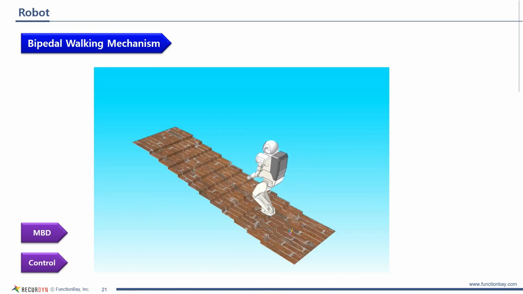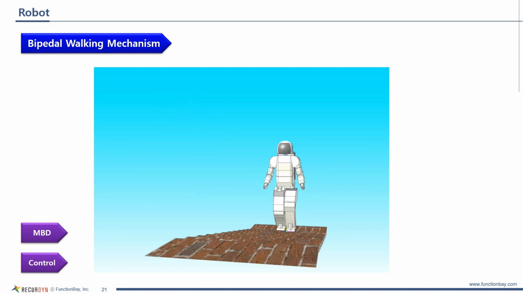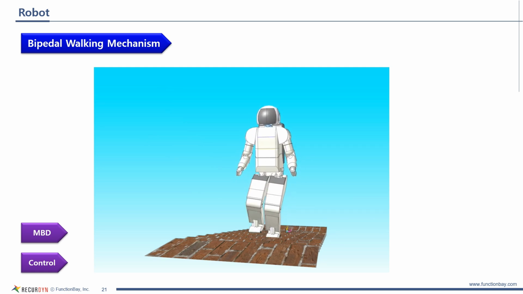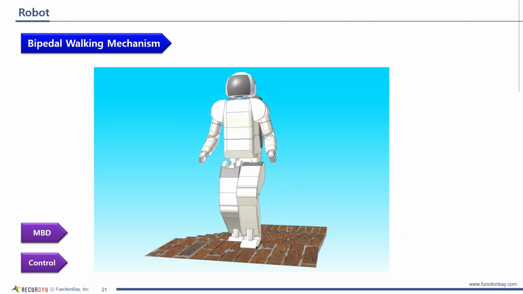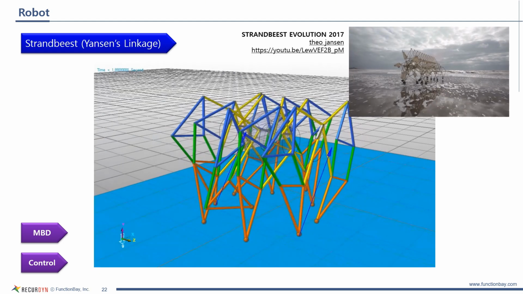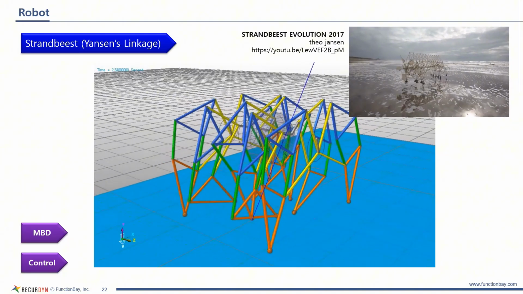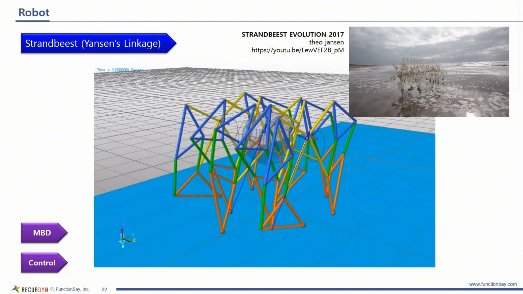This video is about a bipedal walking robot that requires more complex control than a quadrupedal walking system. In this case, dynamic analysis can also be applied to perform a detailed assessment. Let's look at a slightly more complex mechanism.